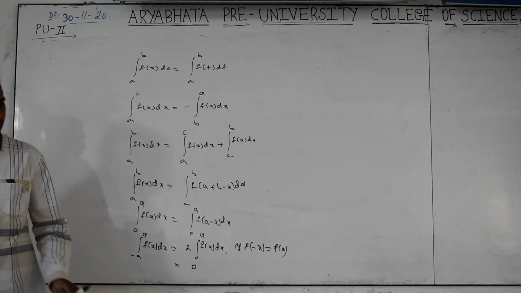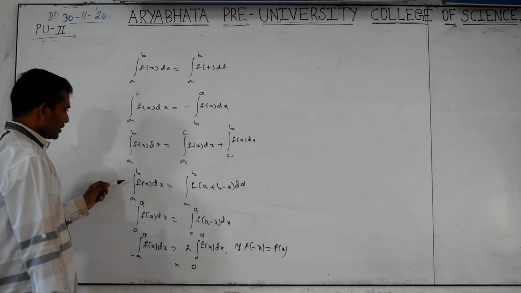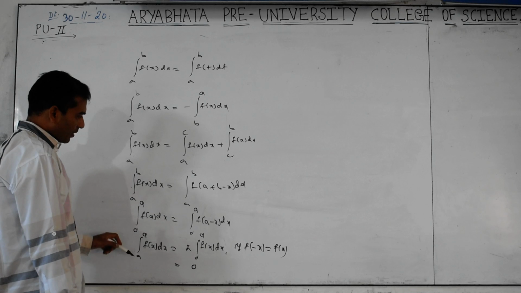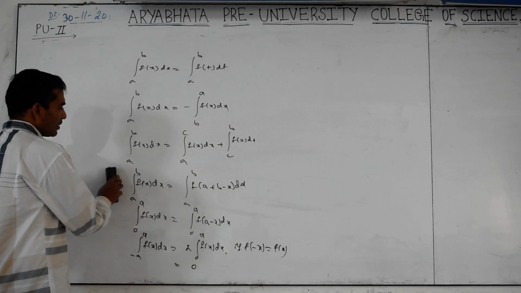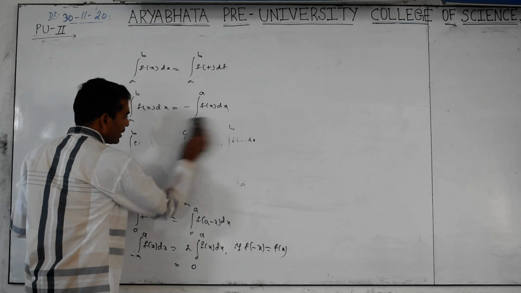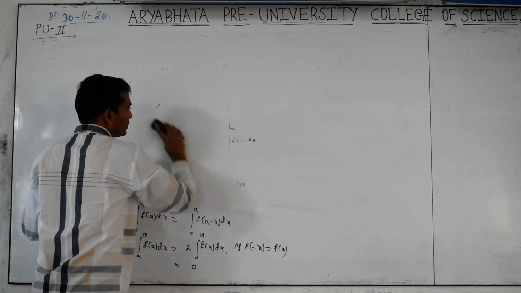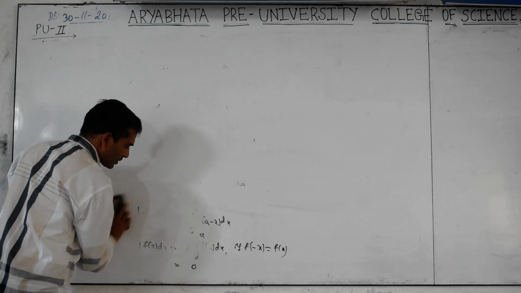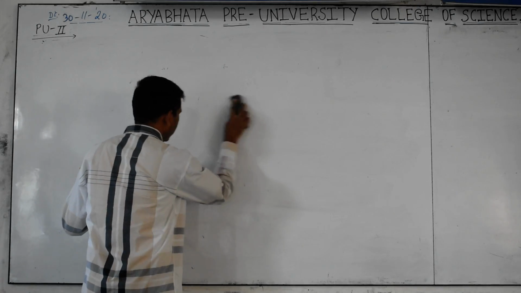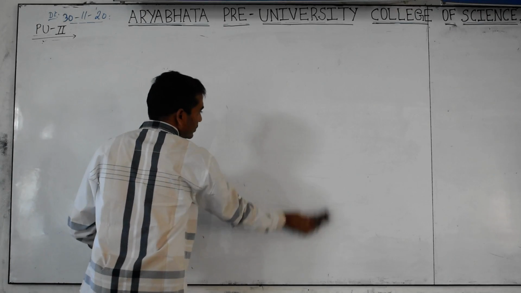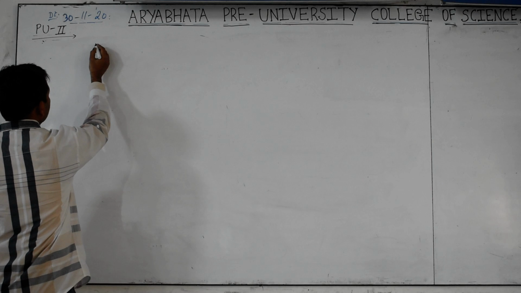Now we'll discuss the last property. These are the most important properties. Now I am going to discuss the third property. They will ask for 6 marks, property and problem together. Now, next, the last property.